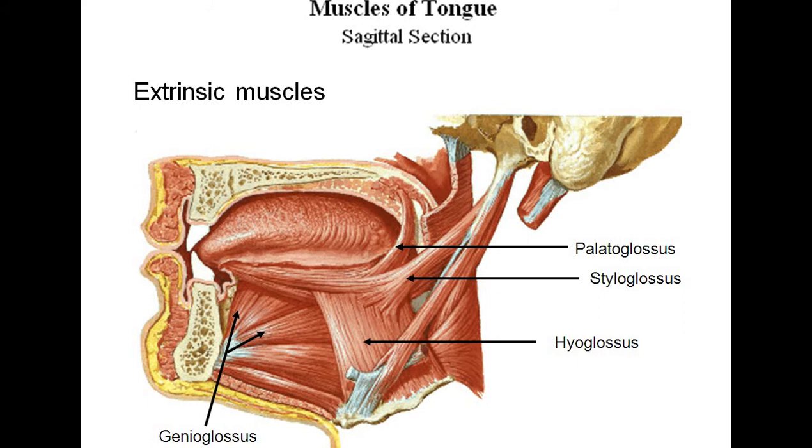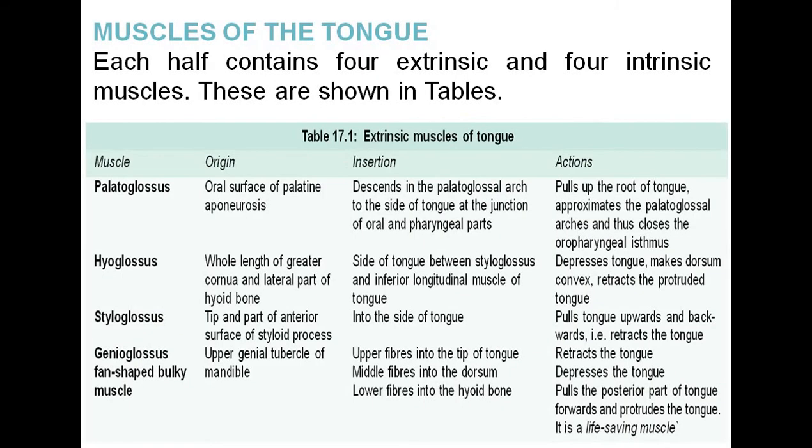Any paralysis of the genioglossus muscle will lead to retraction of the tongue, which will fall backward and close the air passage. It will obstruct the air passage, because of which there occurs choking as well as the death of the patient. So this is the reason why it is called the life-saving muscle or the safety muscle of the tongue.